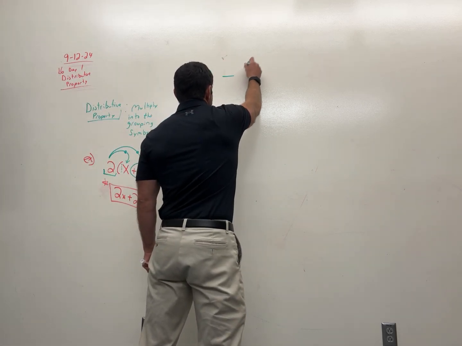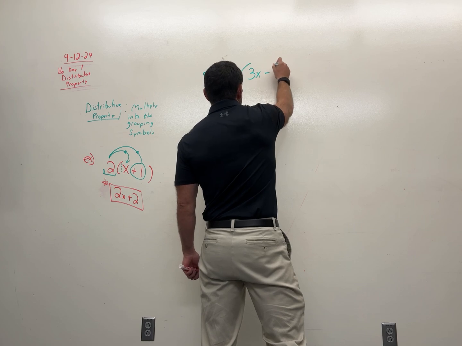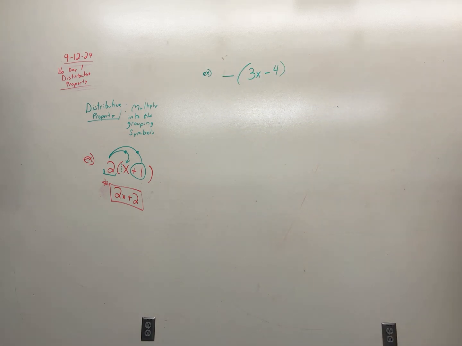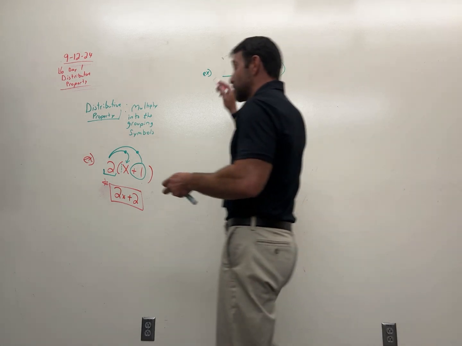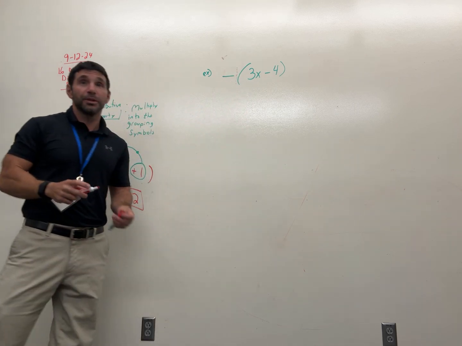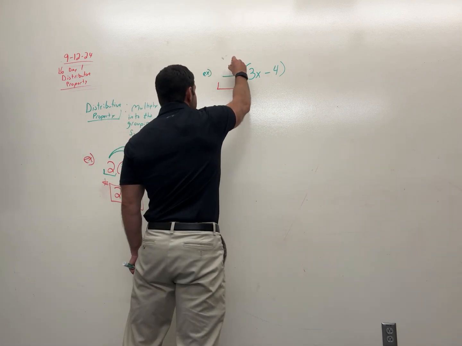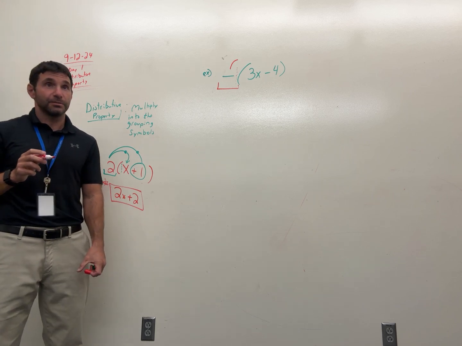Okay, this one's a little different. Once I've shown you these two, everything else is easy. Minus (3x minus 4). Is there something smack dab up against the parenthesis? A what? There's a negative sign. Well, what number is with that negative sign? There's an invisible, if you just have a negative sign, the number that's smack dab up against the parenthesis is an invisible negative 1. So now we are distributing the negative 1.